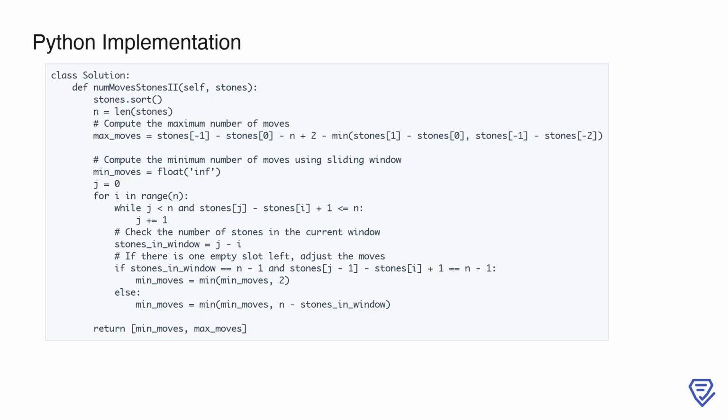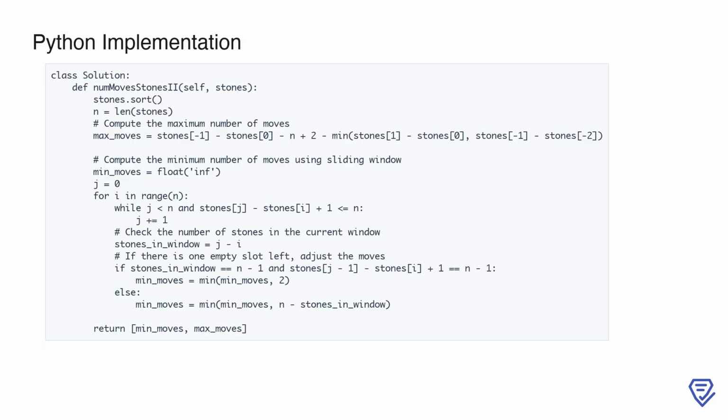3. Minimum moves. For the minimum moves, we use a sliding window approach. The idea is to find the smallest window of stones that can be made consecutive with the least number of moves. We maintain a window, [i, j], where the number of stones in the window is at most n. If the window size is n-1 and has 1 gap left, the minimum moves can be adjusted to 2. Otherwise, the moves required are calculated as n minus stones_in_window.